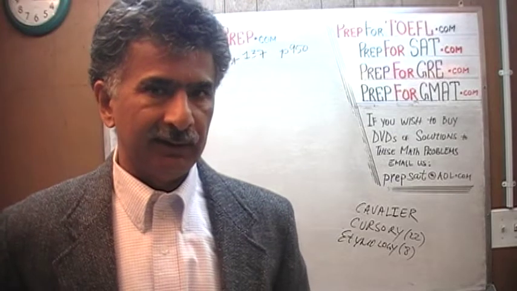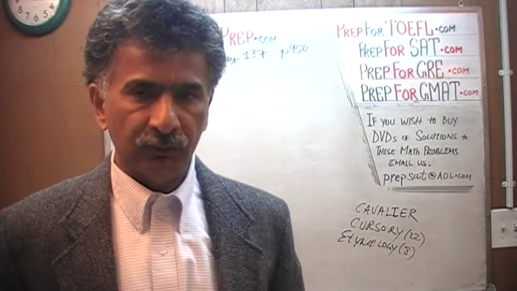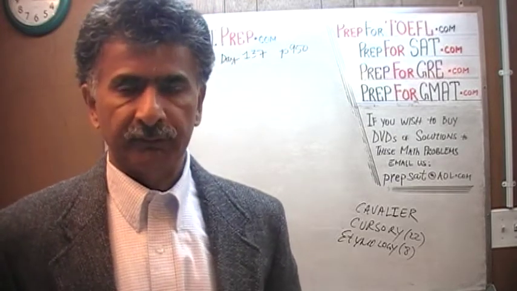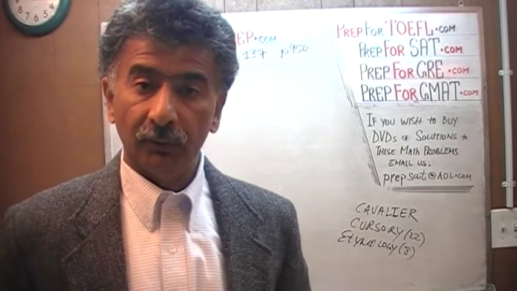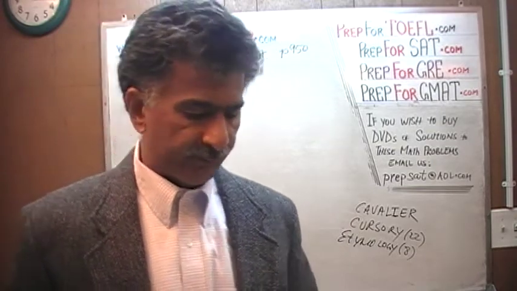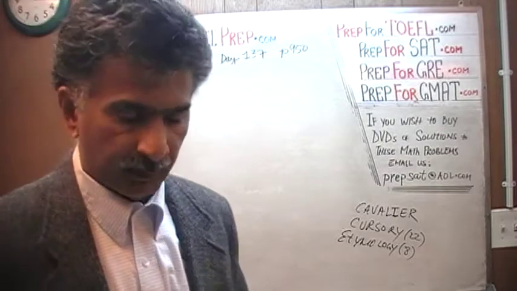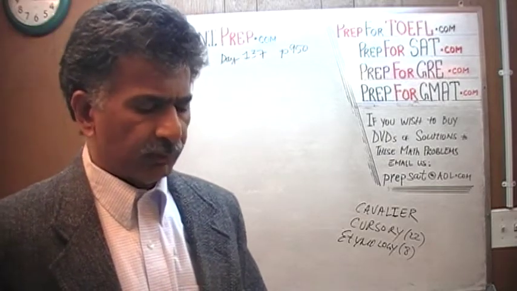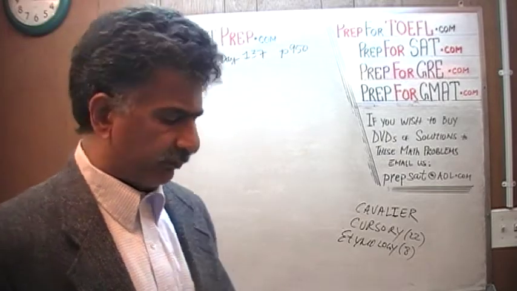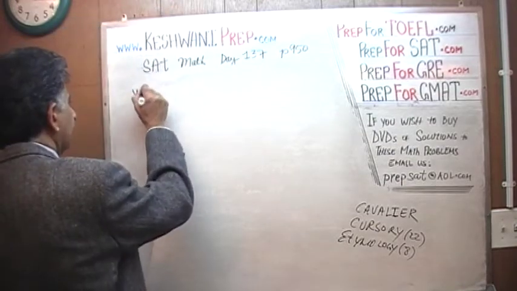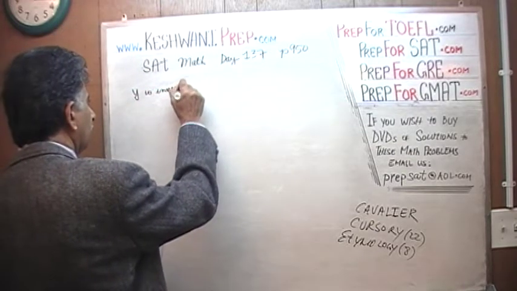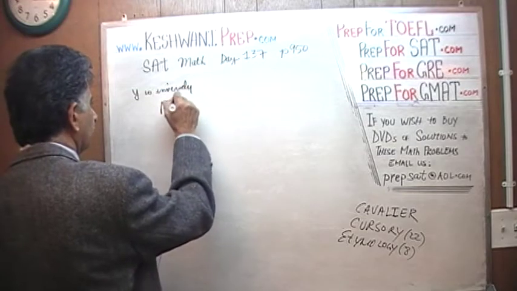Because they are the last of the series of 8 questions, these are hard questions. On a scale of 1 to 8, these are 7 and 8. Let's take a look at them. We are told that y is inversely proportional to x.